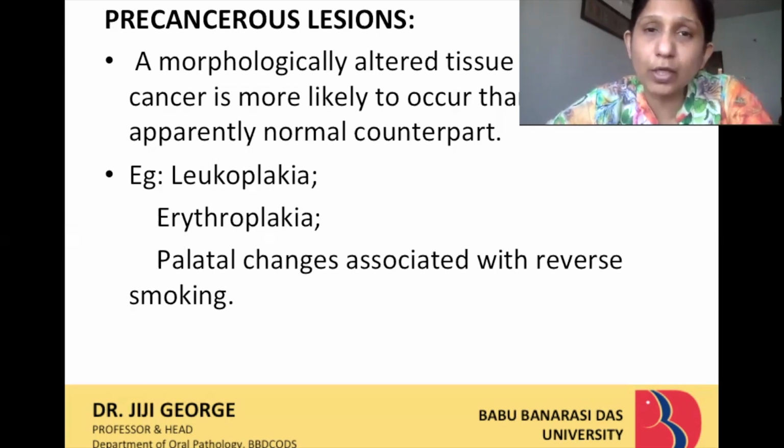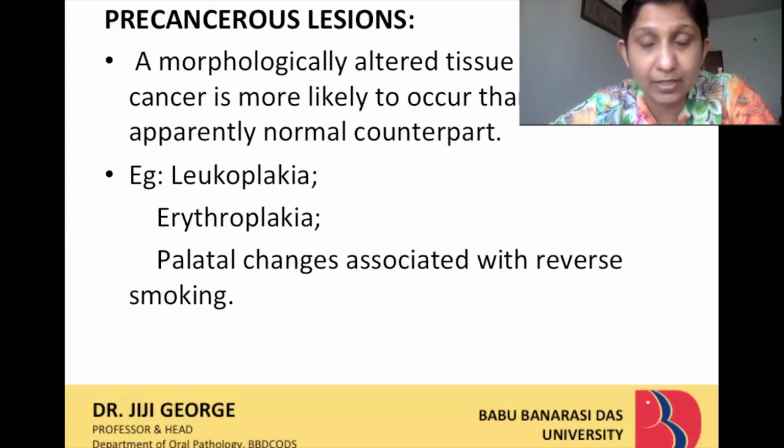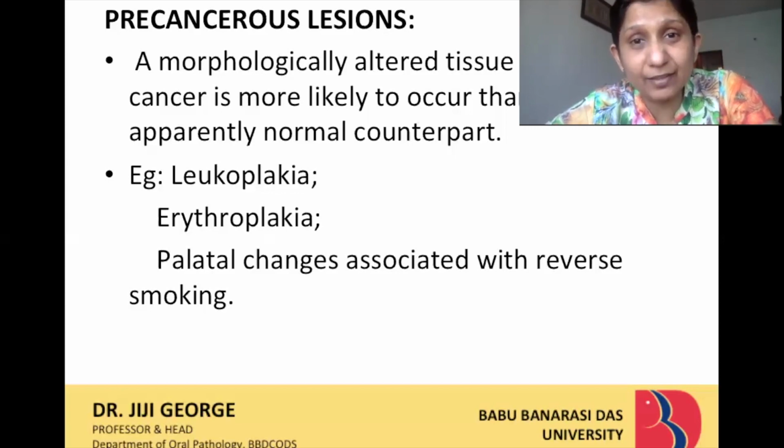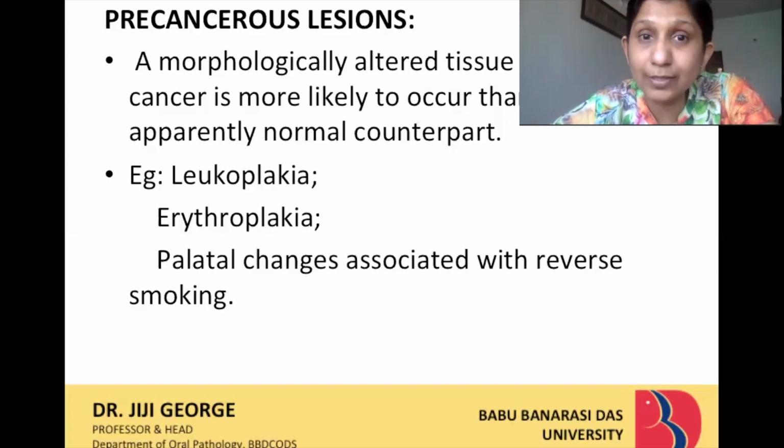Now, to give you an idea, leukoplakia is a white colored patch or plaque seen in the oral cavity, and erythroplakia is a red colored patch or plaque. Palatal changes in reverse smoking occur where you hold the cigarette with the burning end inside the mouth. Patients sometimes do this, and it can cause burn injuries on the palate. So habitually, when the patient smokes like that, there are changes which can undergo malignant transformation on the palate. So these come under the precancerous lesions, and we'll be dealing with each of them separately.